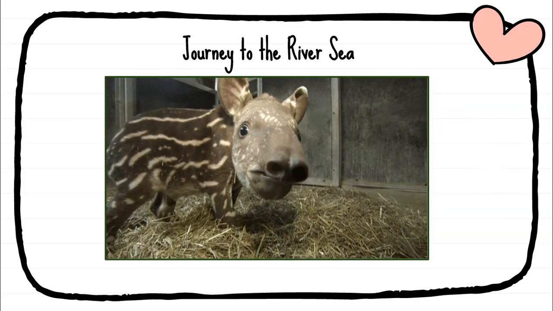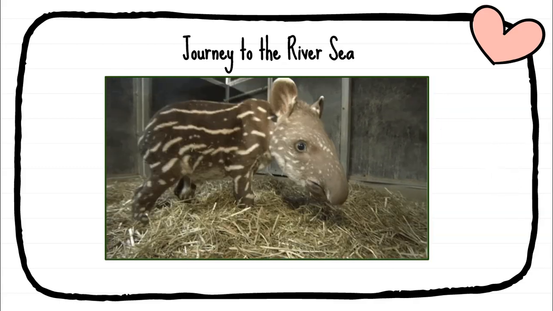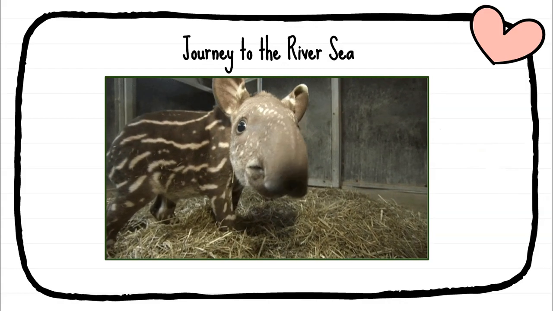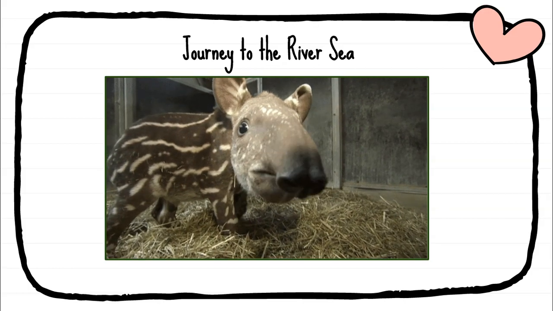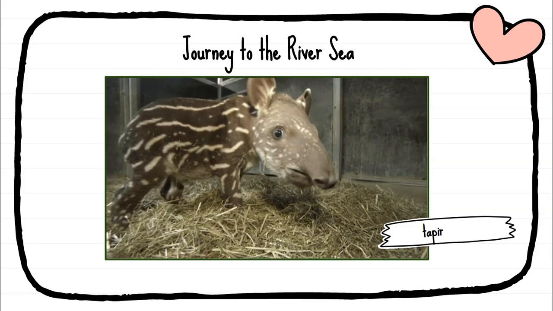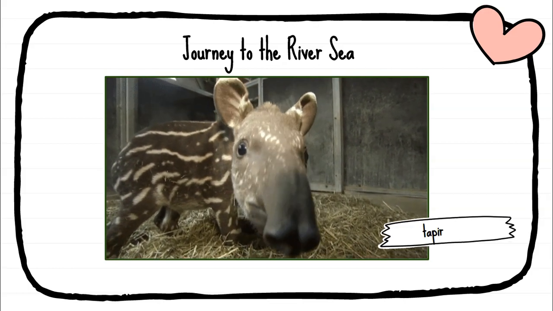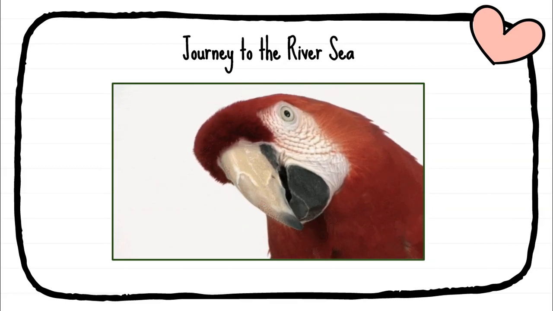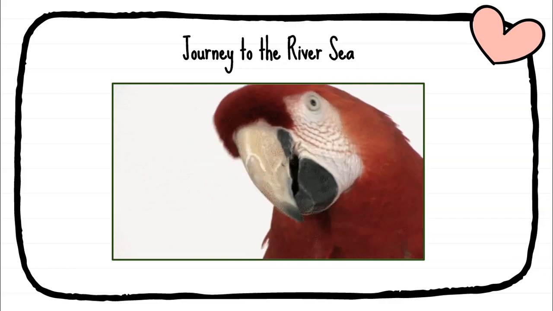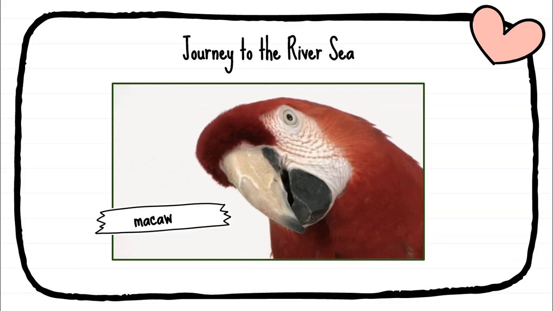All right, now this adorable creature, do you see its strange nose? Right, this one has spots and stripes. It's a baby. It's a tapir. Check that you've spelled these words correctly. And this parrot with the red feathers on its head, the macaw.